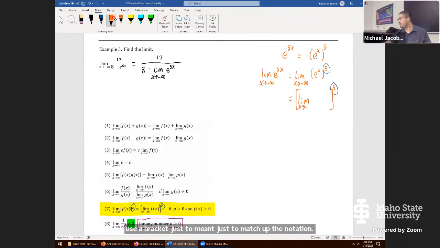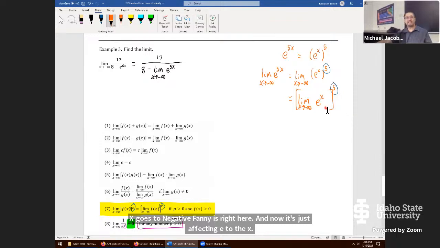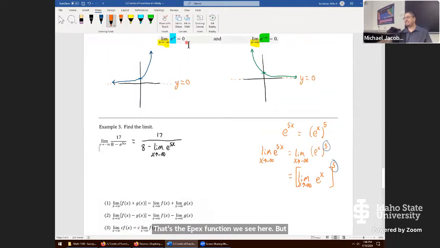The limit as x goes to negative infinity is right here, and now it's just affecting e to the x. That's the f of x function we see here. But once we get to here, this formula kicks in. That limit is just 0 because we're heading to negative infinity. So we're looking at 0 to the power 5, and 0 to a 5th power is still just 0. Anything in orange, again, think of that as just extra to the notes, not something you have to do every time. But what all of this is saying is that limit is 0. A lot of work to just get to that spot, but you can take that for granted.